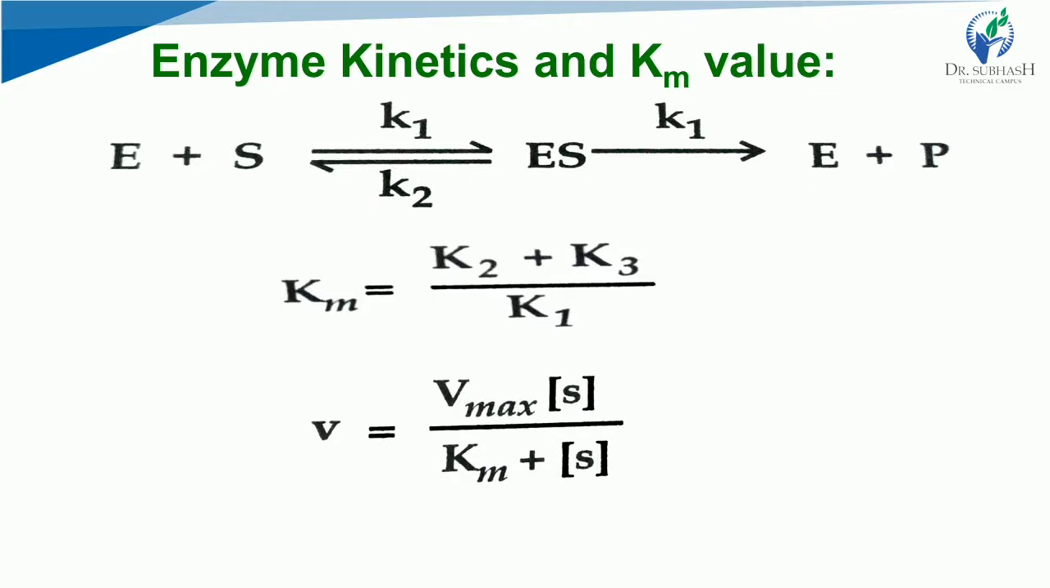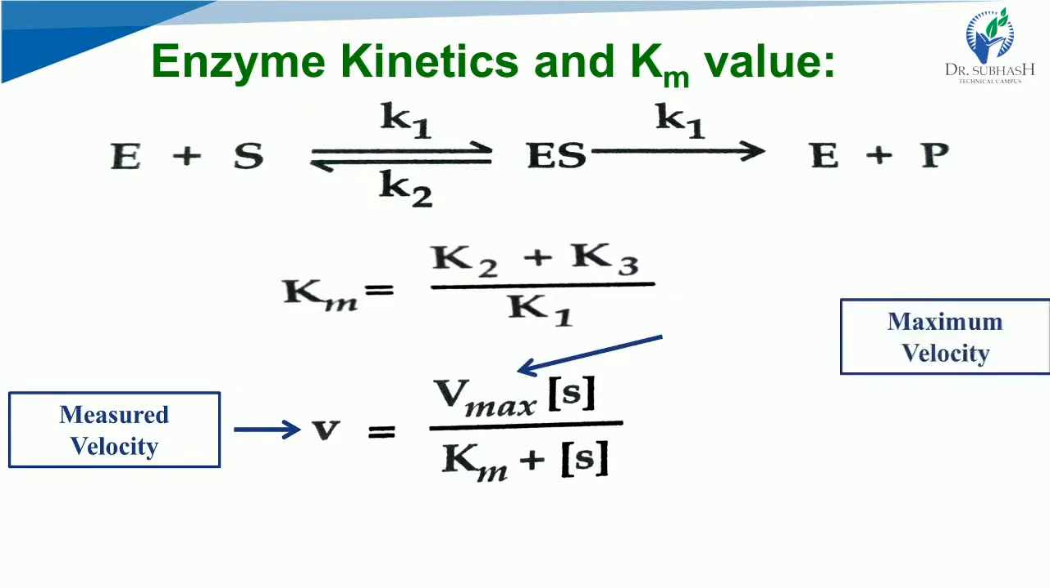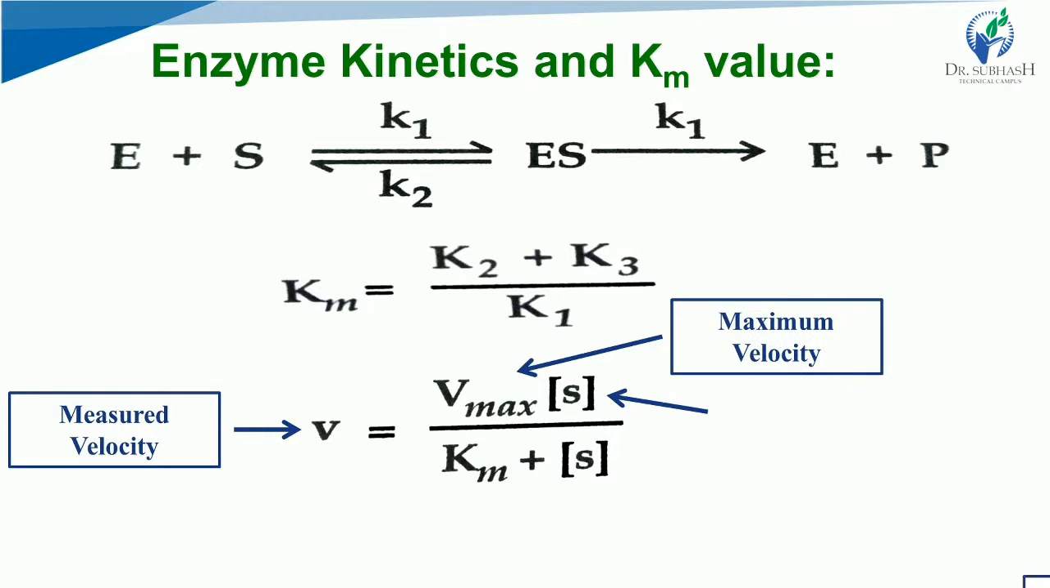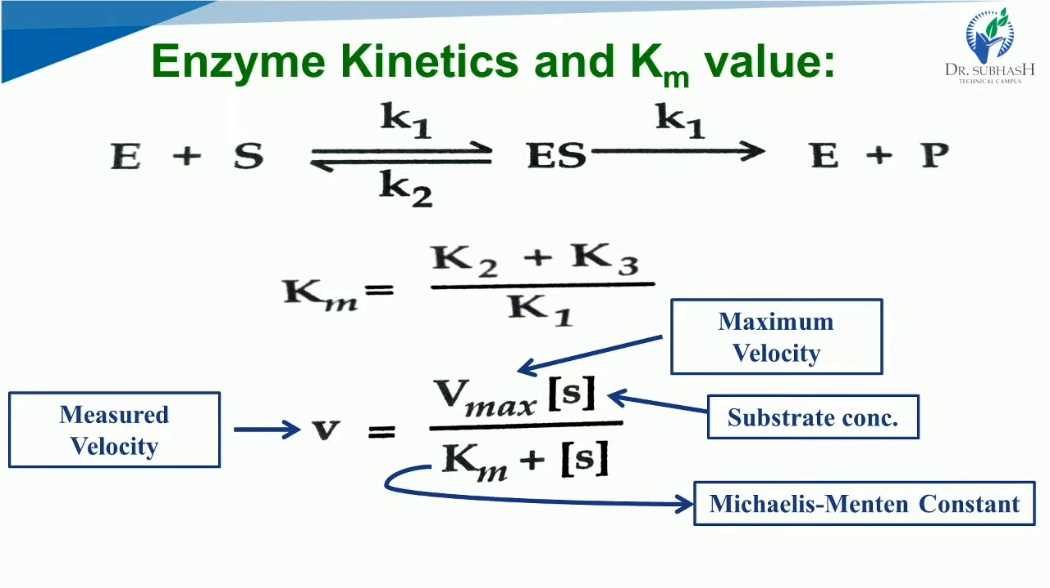After adding a suitable algebraic manipulation, you will get V is equal to V max into the bracket S divided by Km plus into the bracket S. Now, to understand what the alphabets are, first of all, V is measured velocity. V max is maximum velocity. S is substrate concentration. And Km is nothing but the Michaelis-Menten constant. Remember this. This is extremely important in these equations, and this is the most important topic.